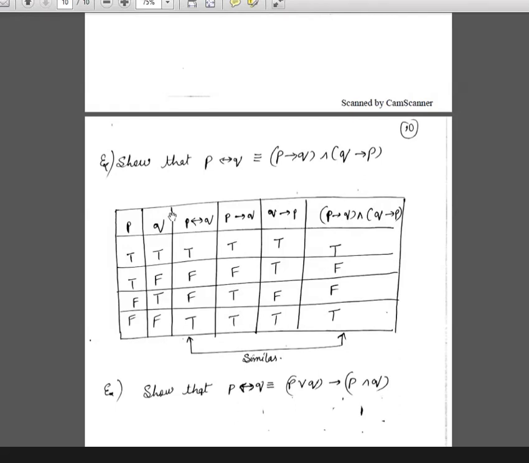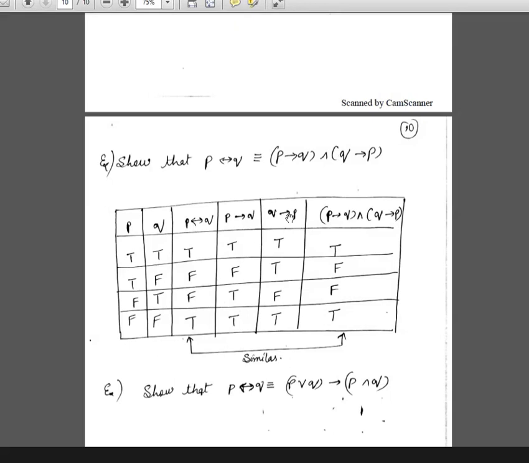Okay, so for P and Q you draw the first two columns, then find P if and only if Q in the third column. So true true makes true, true false false, false true false, and false false true. This is for the LHS. Now you have to find the RHS also. What is the RHS? First bracket P implies Q, and then you can find Q implies P.